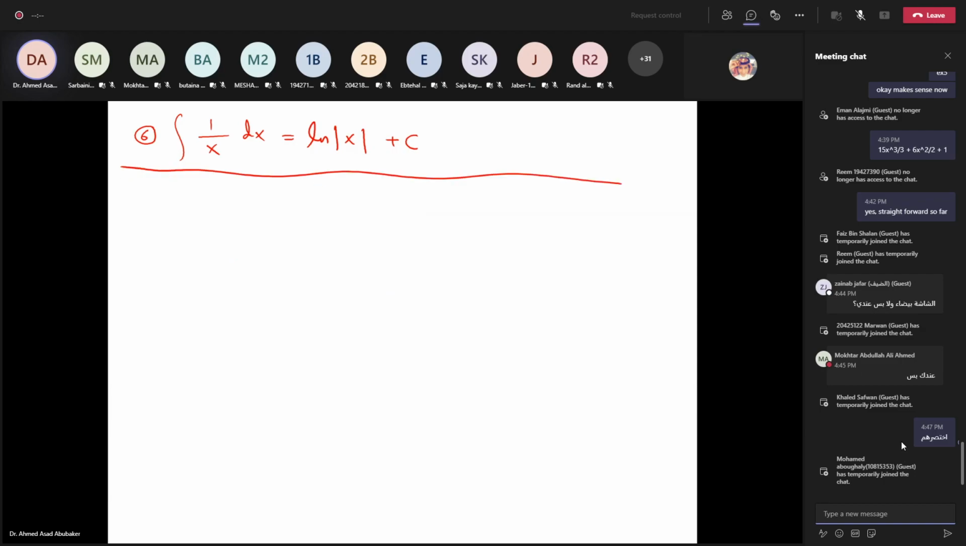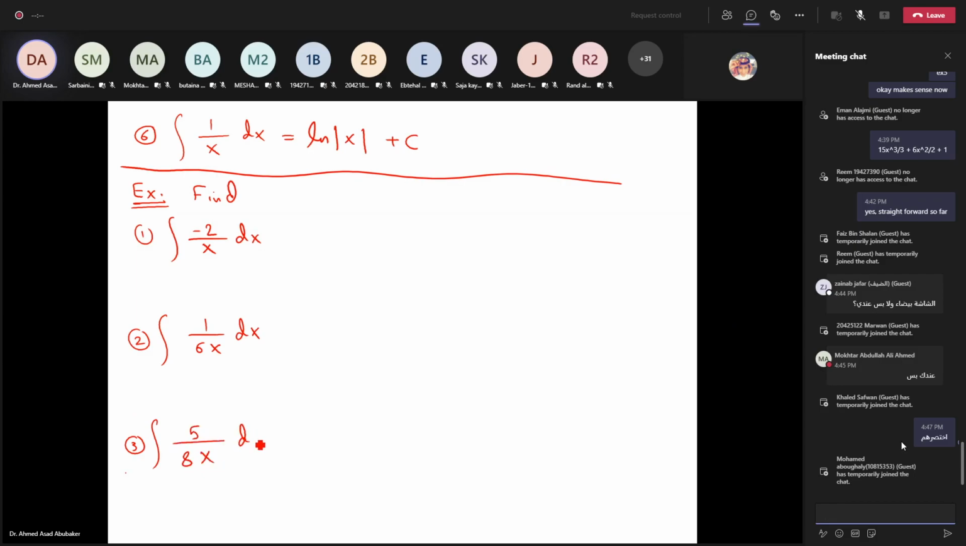Example about this rule. Find number 1, integral of negative 2 over x dx. Number 2, integral of 1 over 6x dx. Number 3, integral of 5 over 8x dx, like this.